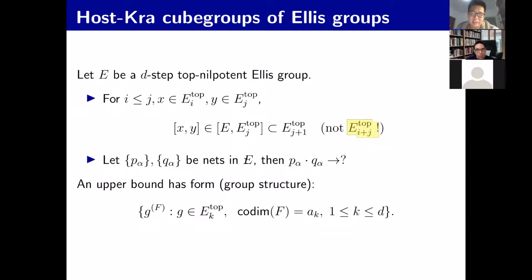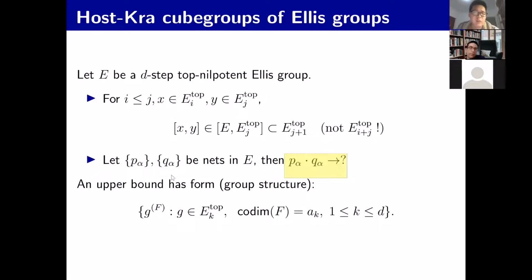The following is that given 2 nets P alpha, Q alpha, we let P alpha converge to P and Q alpha converge to Q. But for a topological group, we know the product of P alpha, Q alpha converges to the product of P and Q. But for a Lie group, we cannot compute this limit.